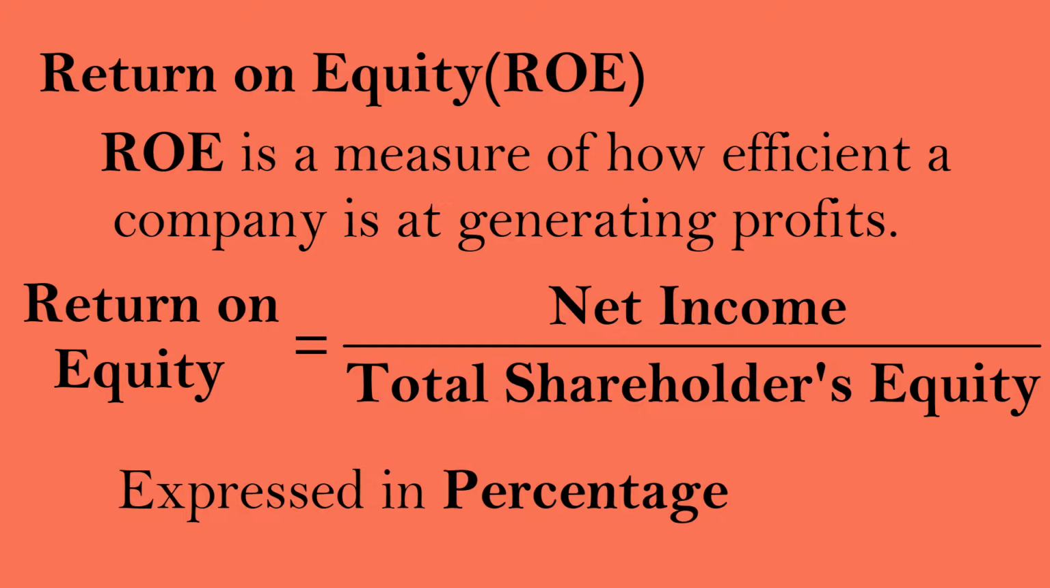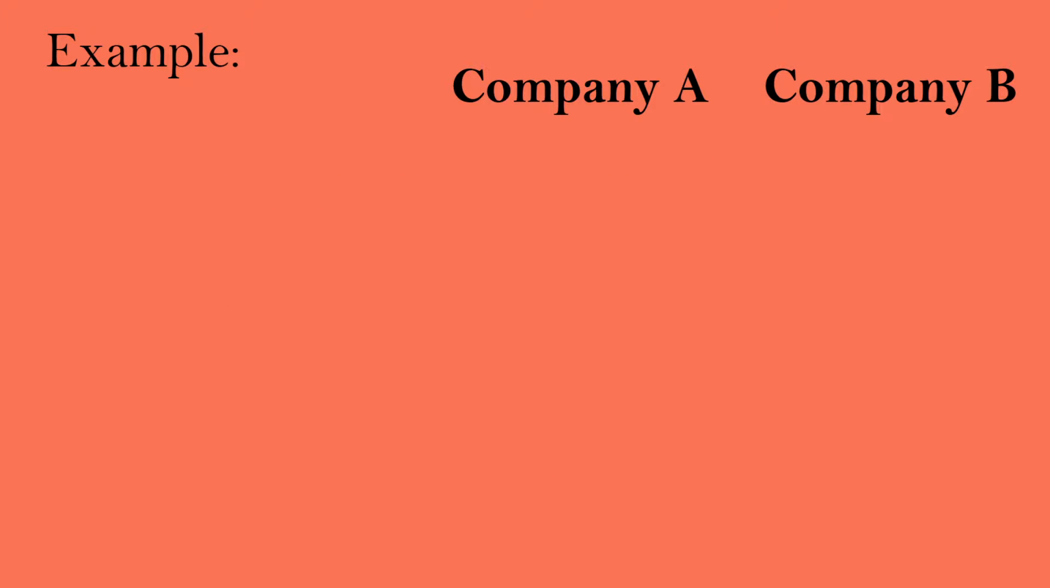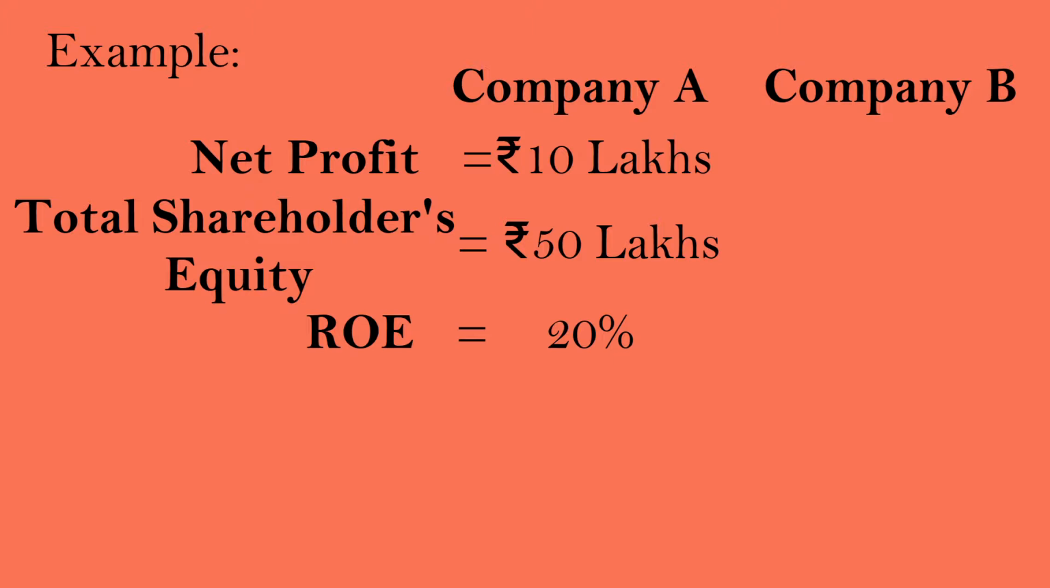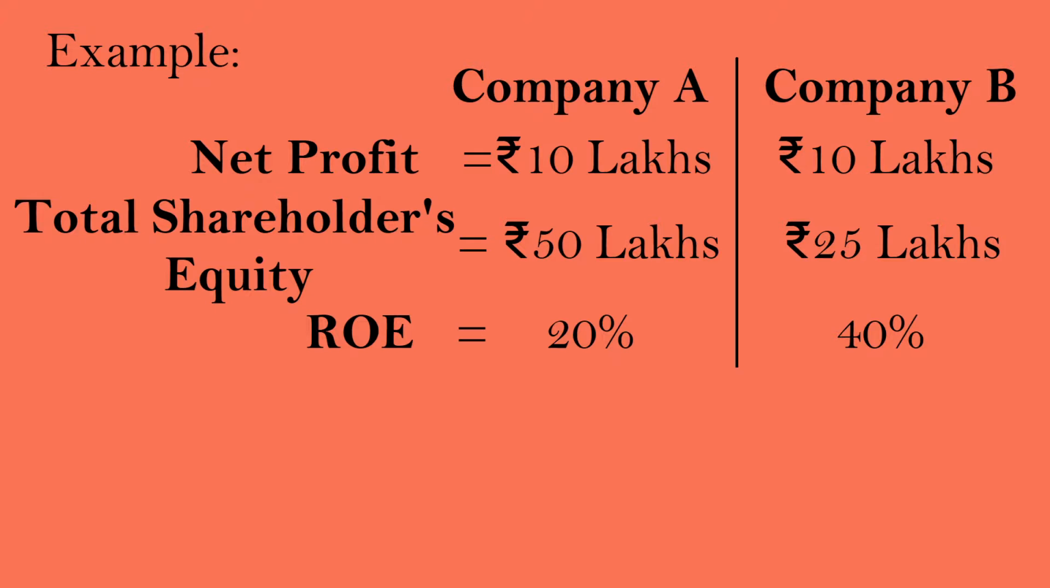For example, let us take company A and company B. Company A's net profit is 10 lakh and total shareholders' equity is 50 lakh. Then return on equity is 20%. On the other hand, Company B's net profit is the same as Company A, that is 10 lakh, and total shareholders' equity is 25 lakh. Then return on equity is 40%.